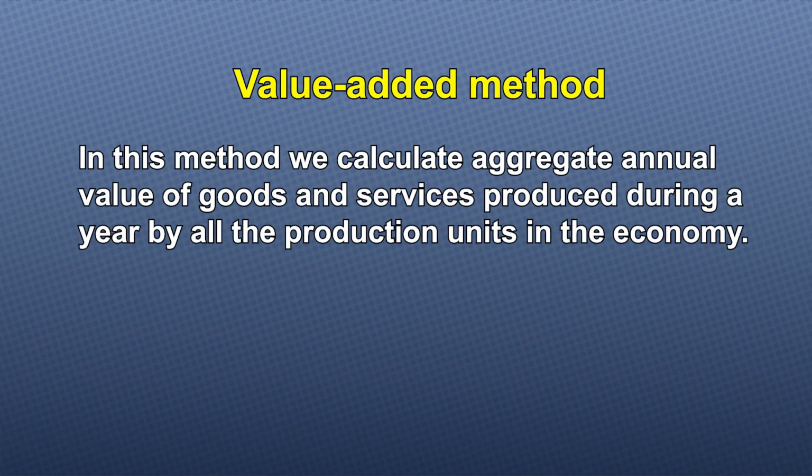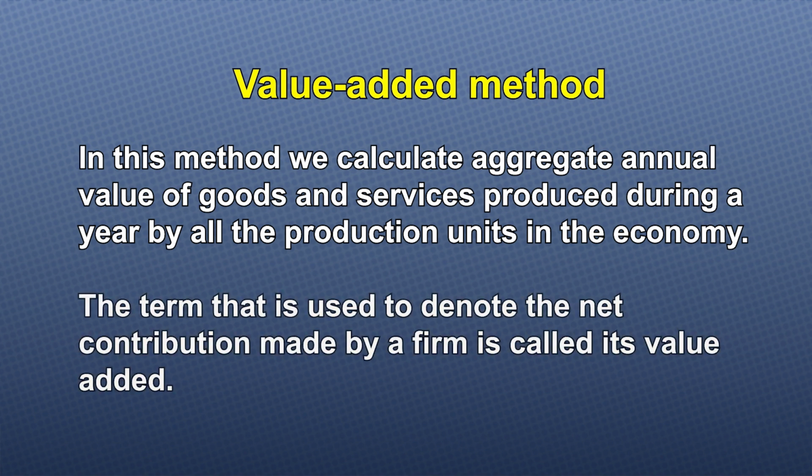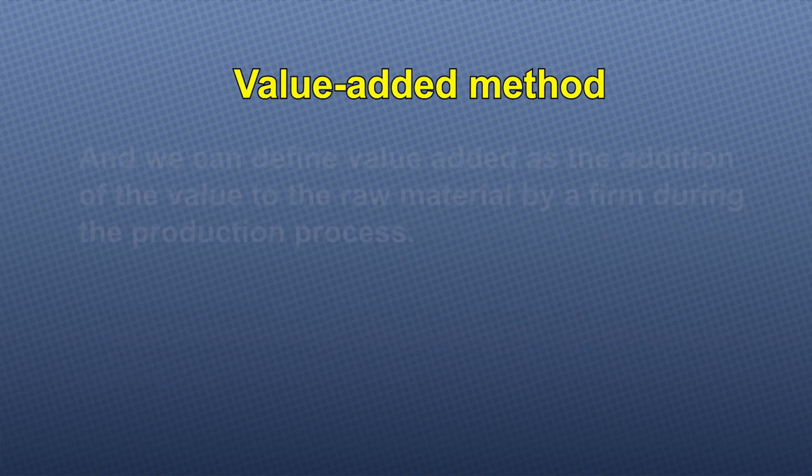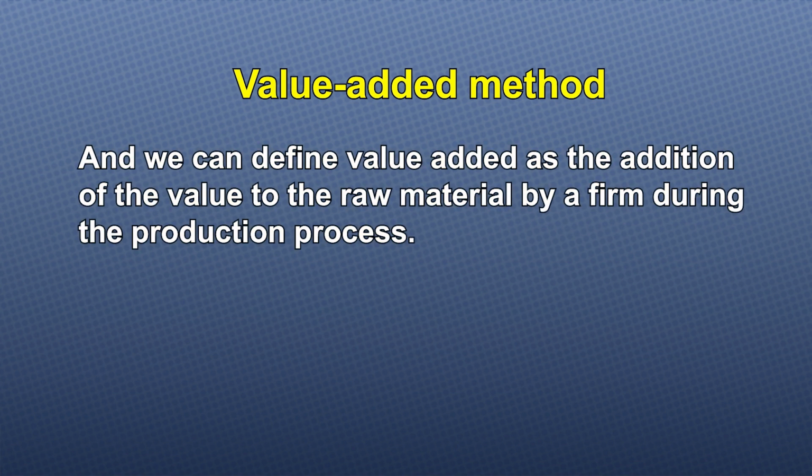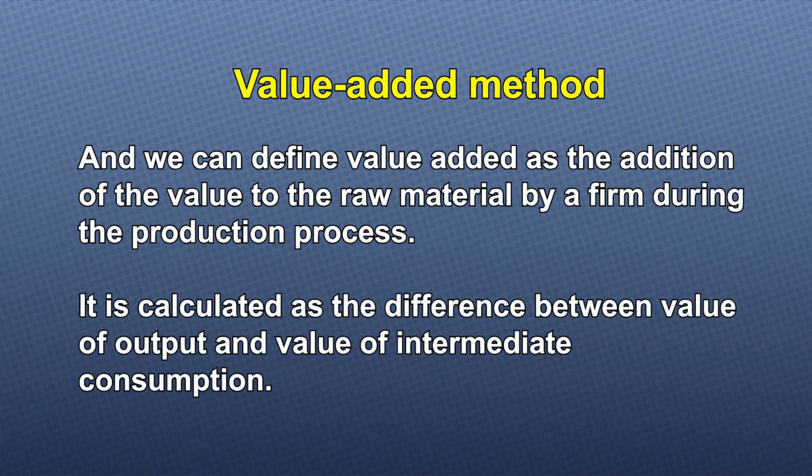In this method, we calculate the aggregate annual value of goods and services produced during a year by all production units in the economy. The term used to denote the net contribution made by a firm is called its value added, and we can define value added as the addition of value to the raw material by a firm during the production process. It is calculated as the difference between value of output and value of intermediate consumption.